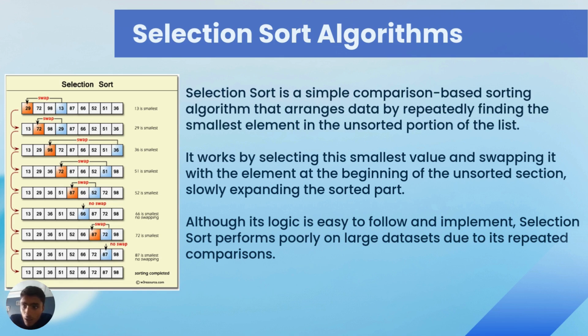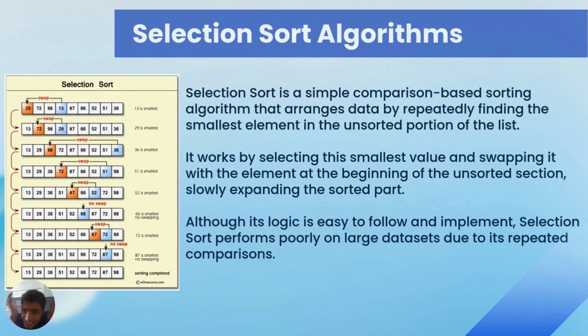The algorithm works by dividing the list into two parts. Number one, the sorted portion, and number two, the unsorted portion. Over time, the sorted portion grows as elements are placed into the correct positions. Now, the core idea, the most fundamental rationale behind selection sort, is to repeatedly find the smallest element from the unsorted section of the list and move it to the very beginning of the list. At the start, the sorted portion is empty and the entire list is considered unsorted.